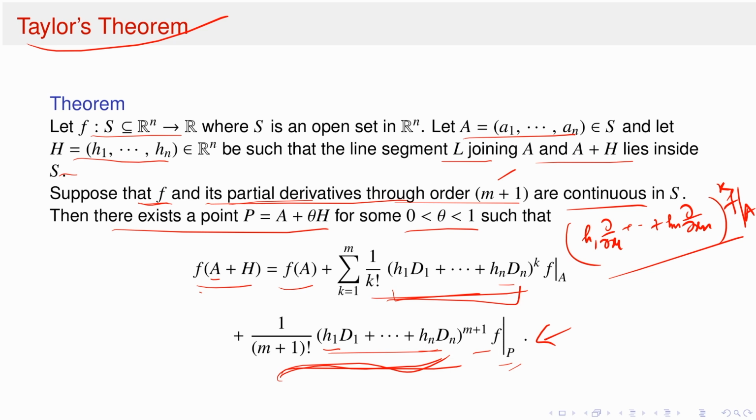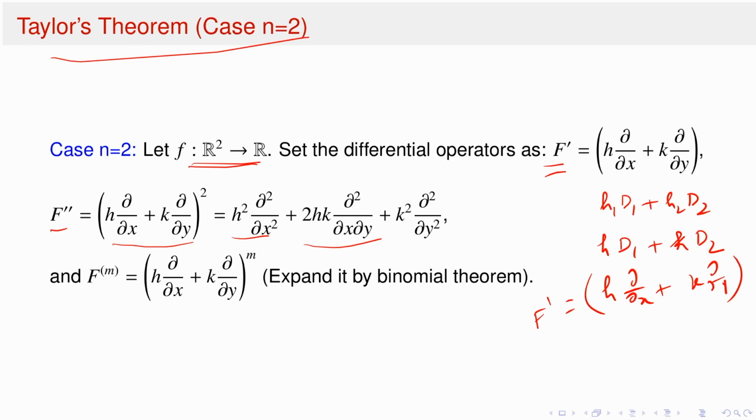If I want to talk about Taylor's theorem of order m, then the order m plus 1 derivatives exist and are continuous, therefore mixed order partial derivatives should be equal. So this is okay, and then I have k square del 2 del y square. Similarly, if I have f prime, f double prime, f triple prime, I can talk about f to the m, bracket m. So this is again h del x plus k del y to the power m, and you have to expand it by the binomial theorem. So that is the meaning of these notations.